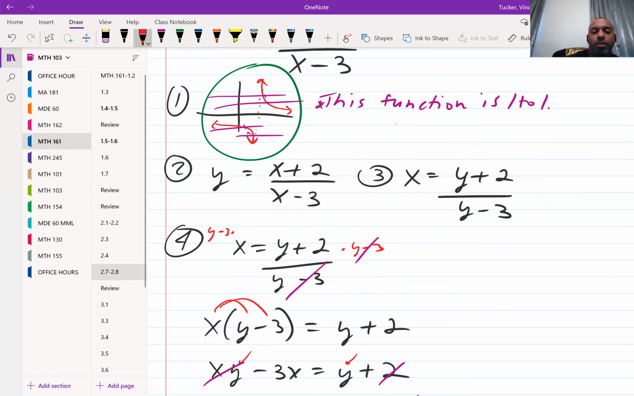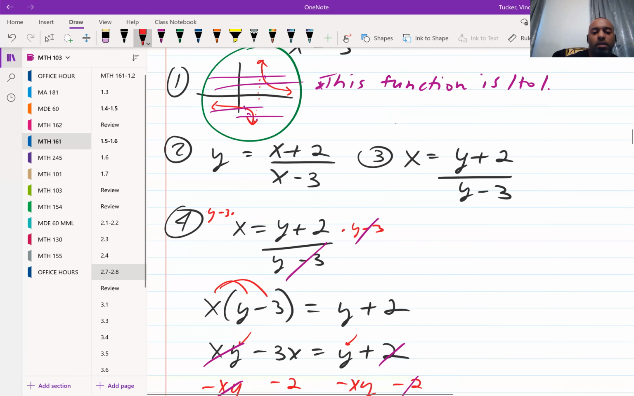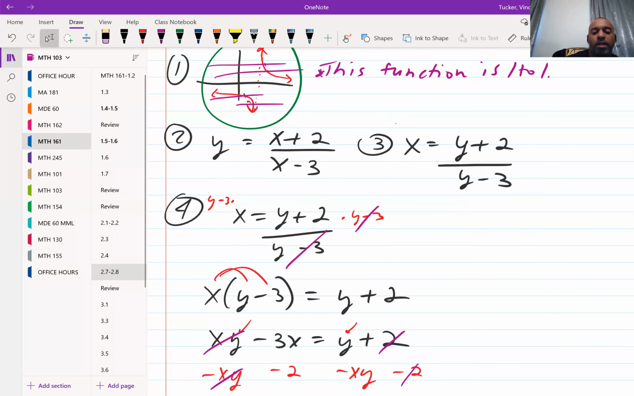Then we'll distribute x. So it's xy. Oh, let me erase this. So distribute x, that'll give you xy minus 3x equal to y plus 2.